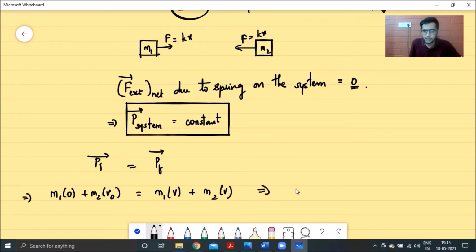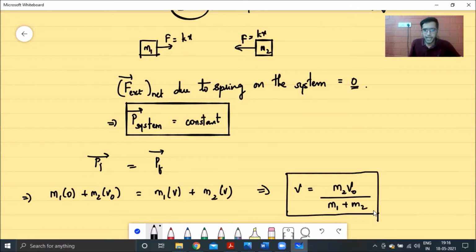And from this, what velocity do we get the two blocks to be having at maximum elongation? At maximum elongation, the value of V, which is the velocity they have during maximum elongation, would be equal to m2 V naught divided by m1 plus m2. So this is the velocity of both the blocks at maximum elongation over here, right?